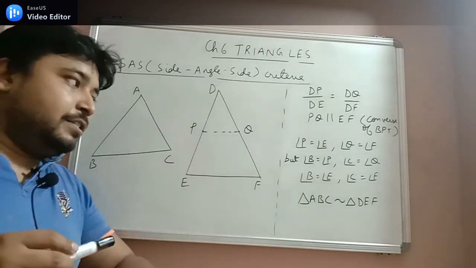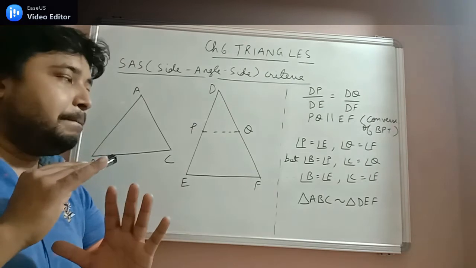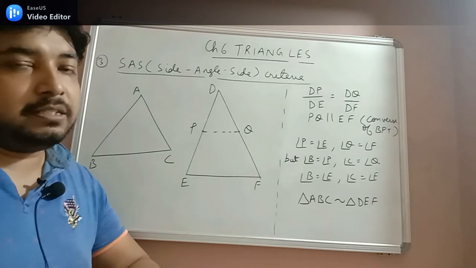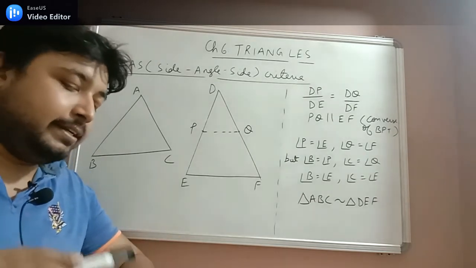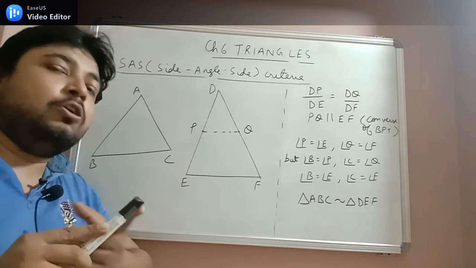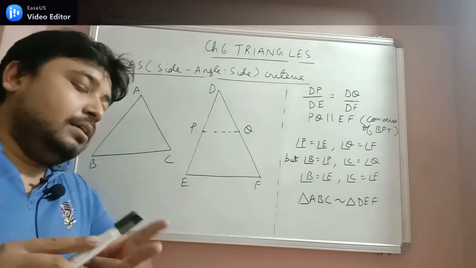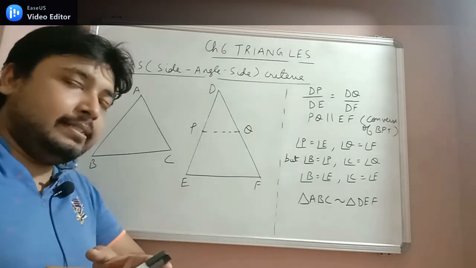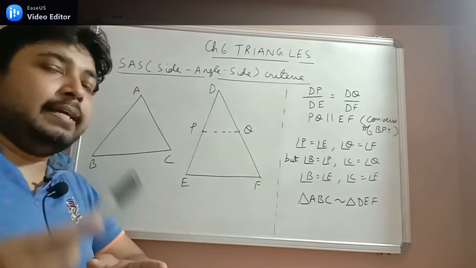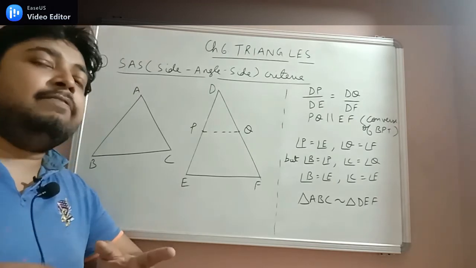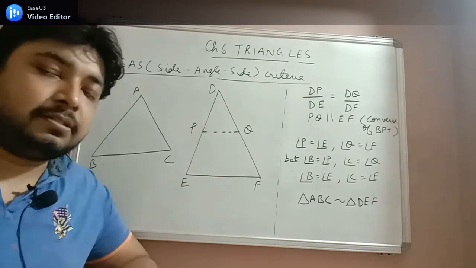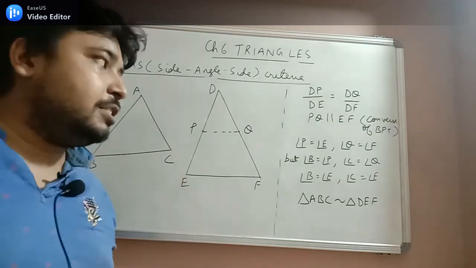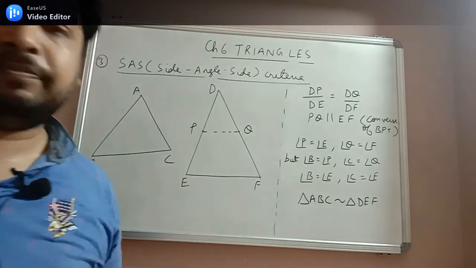I hope the proof is clear to everyone. This completes the proof of all the criteria for similarity of triangles. We only have 3 criteria for similarity of triangles, that is AAA or AA, that is angle, angle, angle or angle, angle. Then secondly it is side, side, side or SSS, and thirdly we have side angle side or SAS criteria. Alright, now let's take up some questions based on these three theorems.